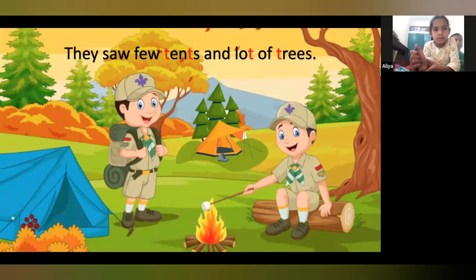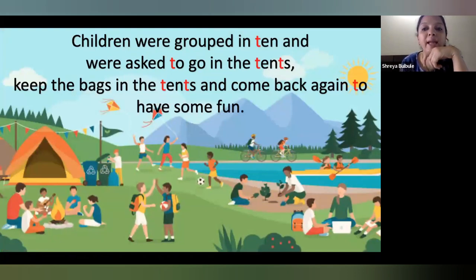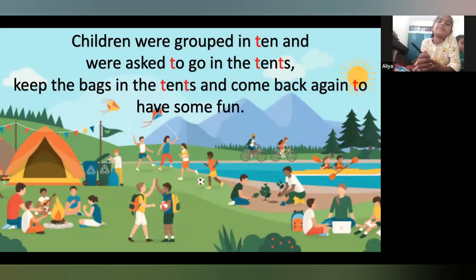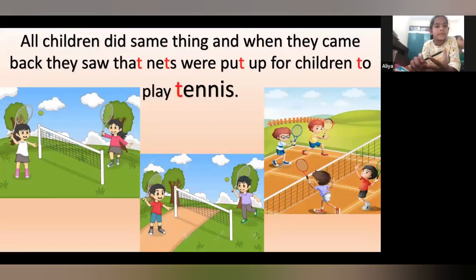Okay. So they saw tents and lots of trees. The children were grouped in 10 and were asked to go in the tents. So they made a group of 10 children and they were asked to go in the tent. Keep the bags in the tents and come back again to have some fun. Have you ever gone for a picnic, Alia? Yes, ma'am. Yes, nice. So it's so much fun to go for a picnic, right? Yes, ma'am.